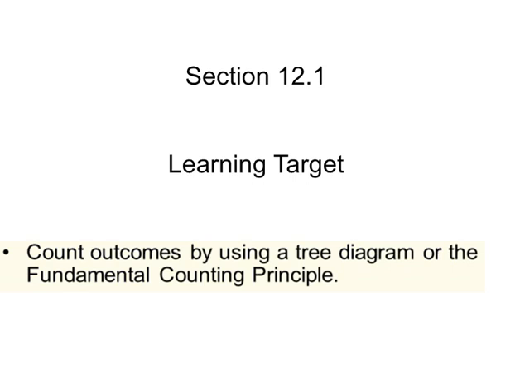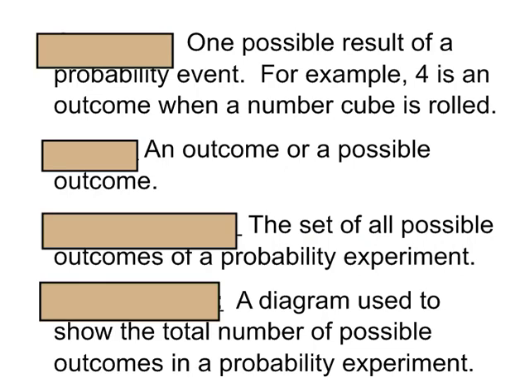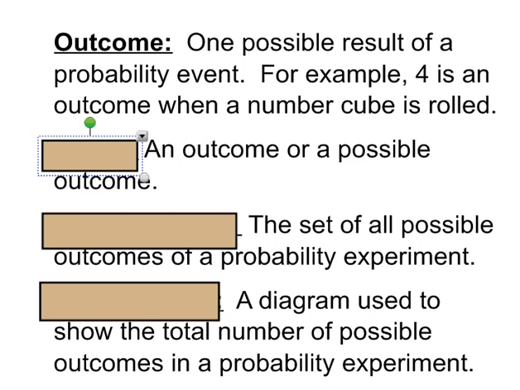So let's define our series of terms for probability here. The first one is outcome. One possible result of a probability event, for example, 4 is an outcome when a number cube is rolled. So if I roll a die and it's got 1, 2, 3, 4, 5, or 6 on it, one of the possible outcomes is to roll a 4. An event is that outcome when it's been completed, and we know that it actually came up a 4 or it came up a 6.